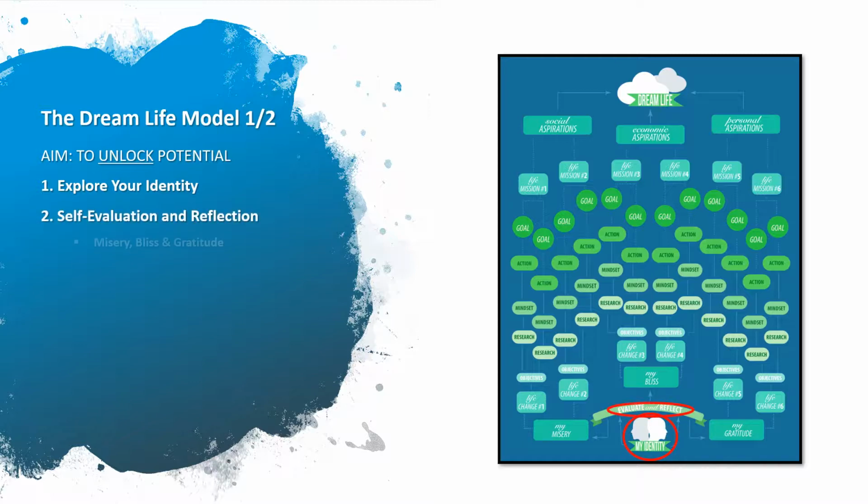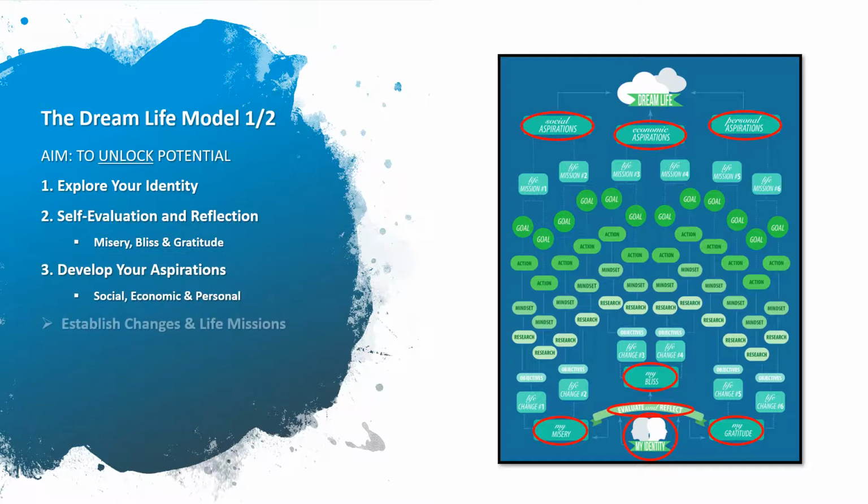And then we're going to do a self-evaluation and reflection and develop an outer awareness by compartmentalizing misery, bliss, and gratitude. And then we're going to develop your aspirations. So we'll really think about what the future can look like and what you're capable of, and really measuring your potential here. And then we're going to establish changes and life missions.